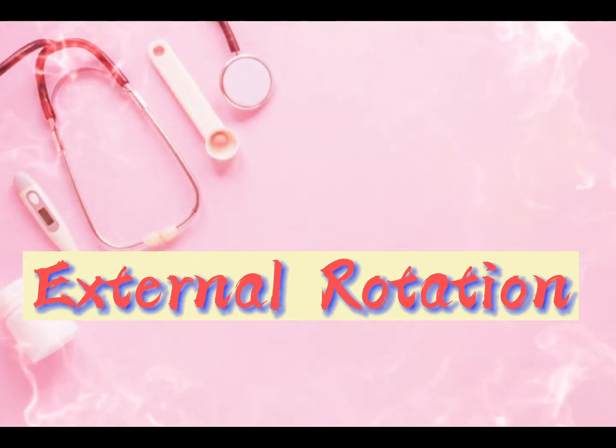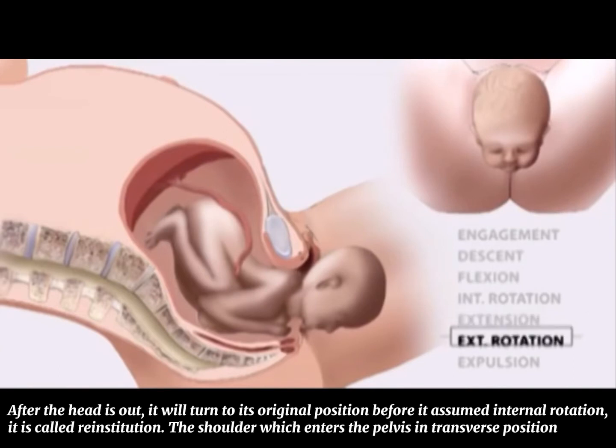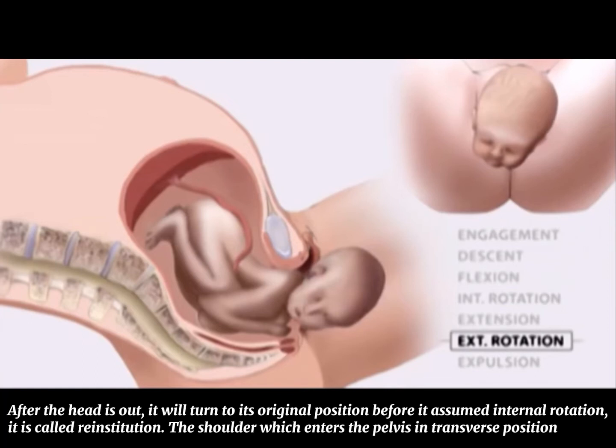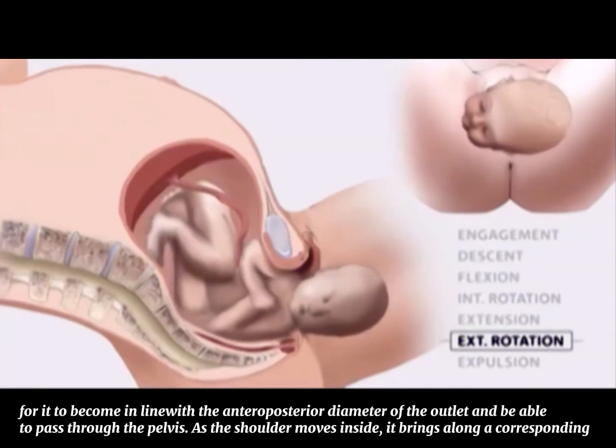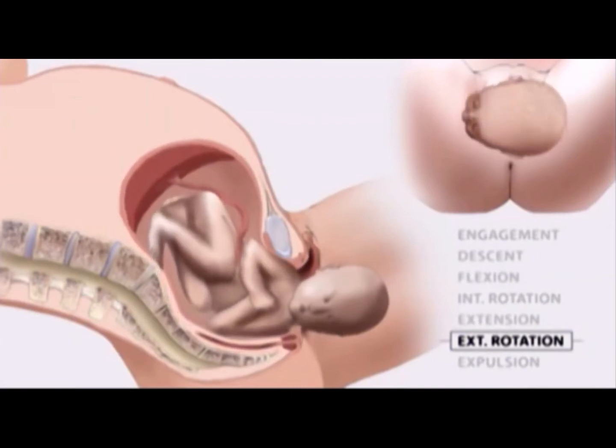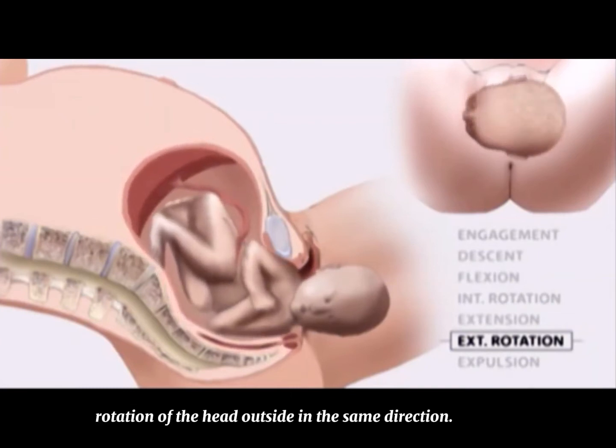External rotation: after the head is out, it will turn to its original position before it assumed internal rotation. It is called restitution. The shoulder which enters the pelvis in transverse position, for it to become in line with the anteroposterior diameter of the outlet and be able to pass through the pelvis. As the shoulder moves inside, it brings along a corresponding rotation of the head outside in the same direction.